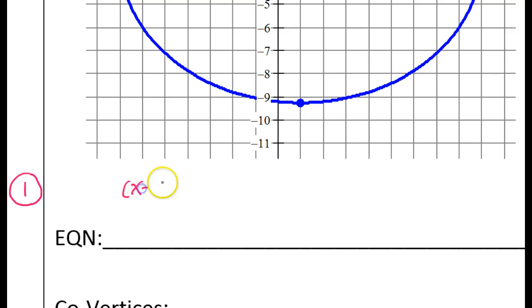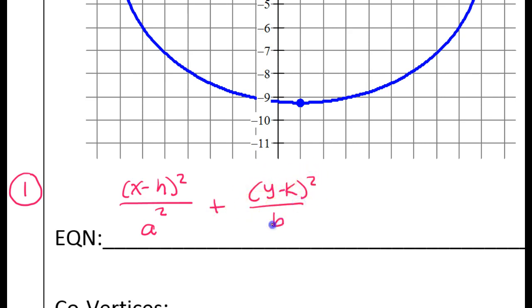We have x minus h squared over a squared plus y minus k squared over b squared, and that's always going to equal 1. For an ellipse, the x term always goes first no matter what.